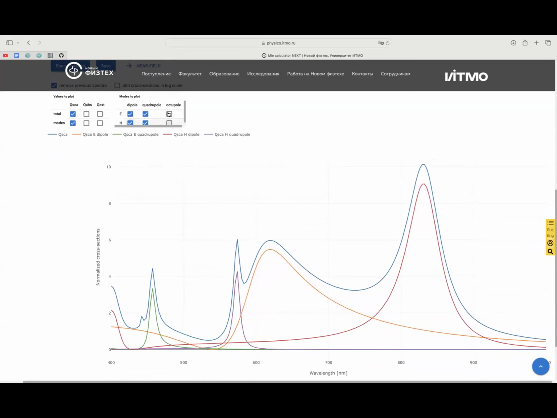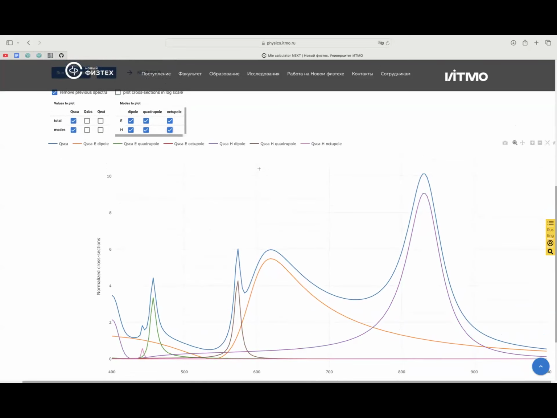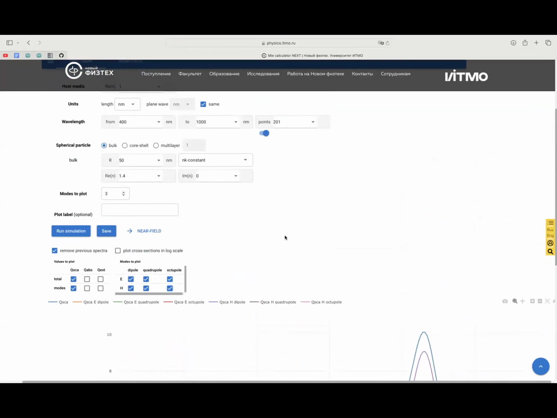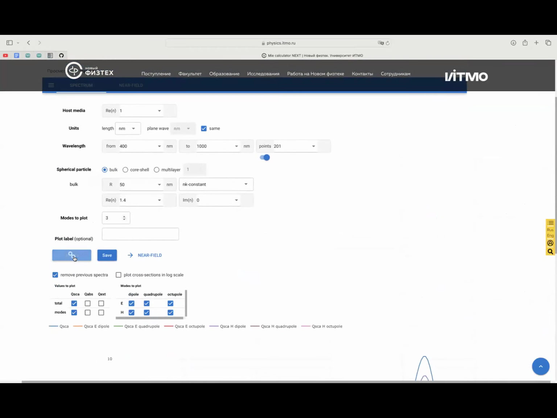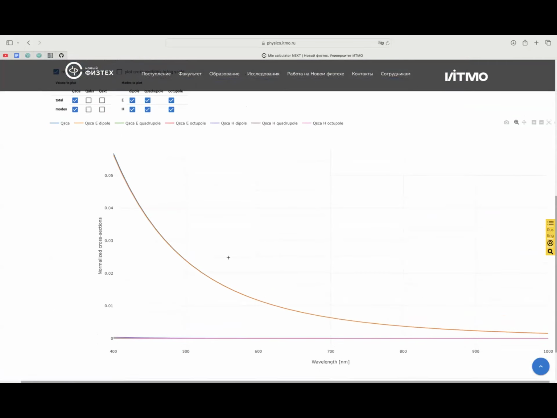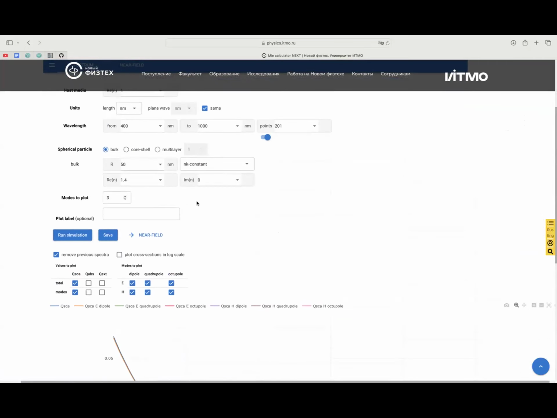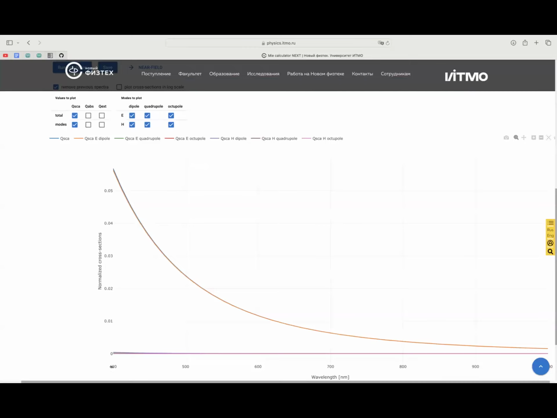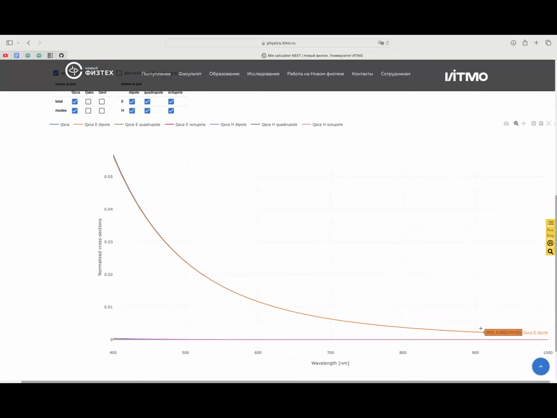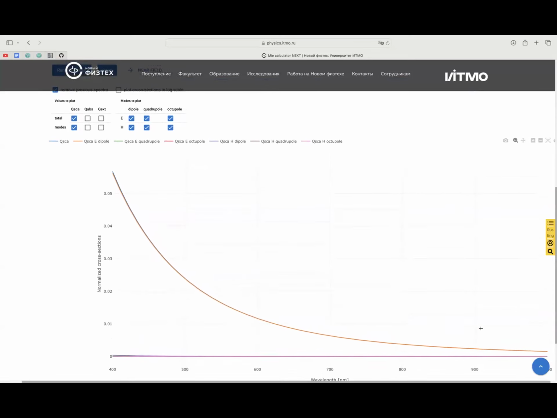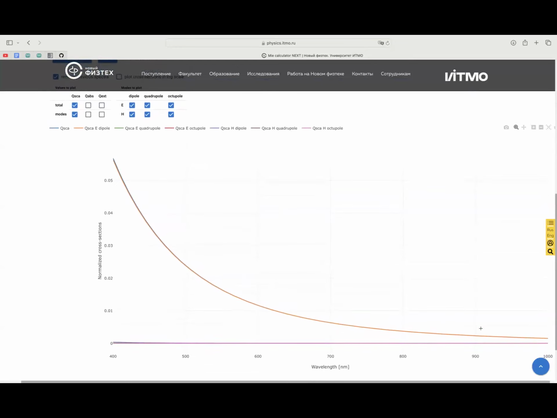For example, let's run the simulation for a sphere. We can see that for a small sphere, with the wavelength ranging from 400 to 1000 nanometers and the radius of the sphere at 50 nanometers, which is very small, there are no resonances.